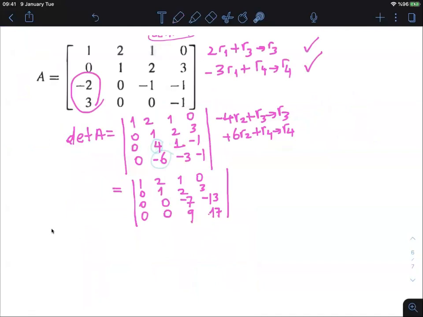Okay, let me check it. 0, 4, 1, minus 1. This is true. In the first stage.